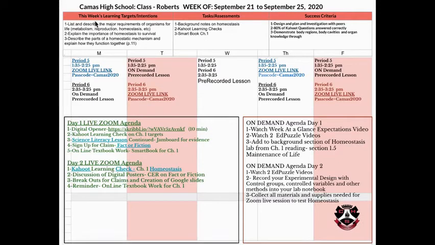So this week's learning targets or intentions are that you should be able to list and describe the major requirements of organisms for life. So this is the section in your PowerPoint about metabolism, reproduction, homeostasis. Be able to explain the importance of homeostasis to survival. So when we are not maintaining a stable internal condition, we are sick.